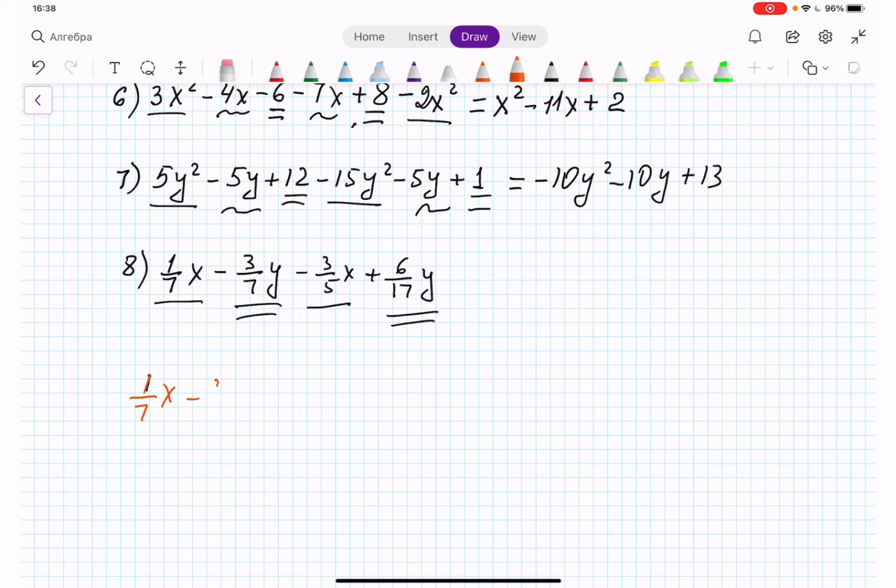1/7 x minus 3/5 x. 7 and 5, like term, is going to be 35, right? Which means this is multiplied by 5 by 5. This is by 7 by 7. And we are getting 5 over 35x minus 21 over 35x. So from here, what do we get? Denominator is the same, then we can combine numerator. 5 minus 21, it's going to be negative 16, right? So here we are getting negative 16 over 35x.